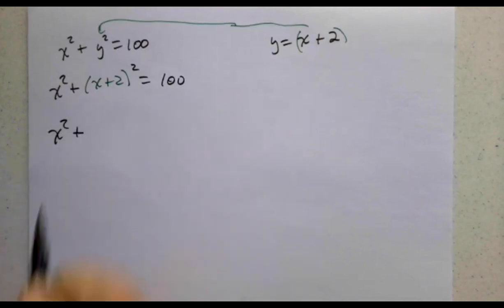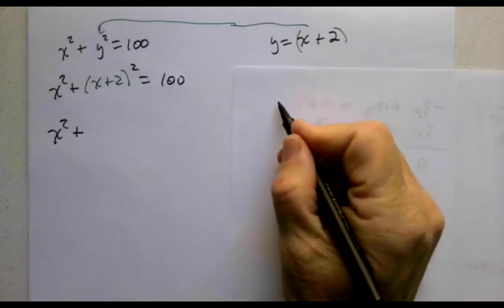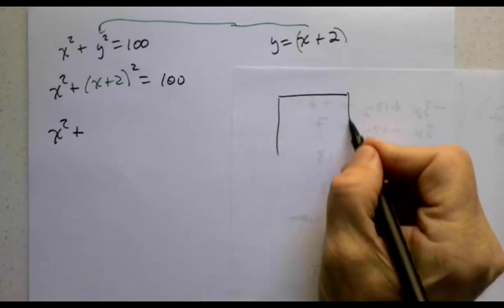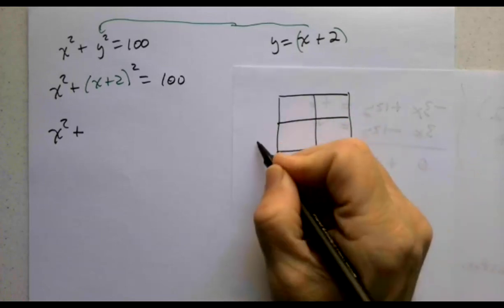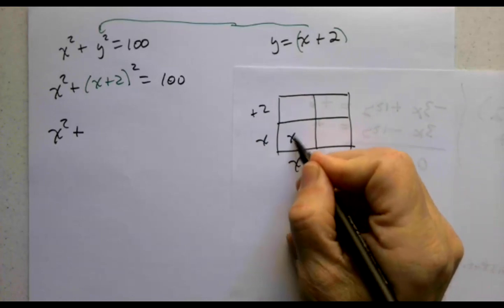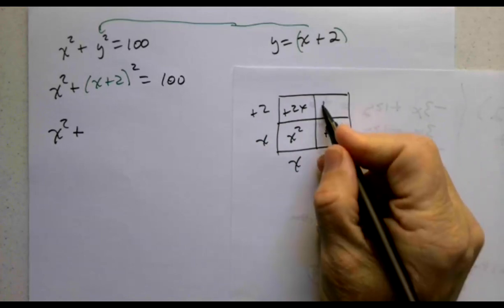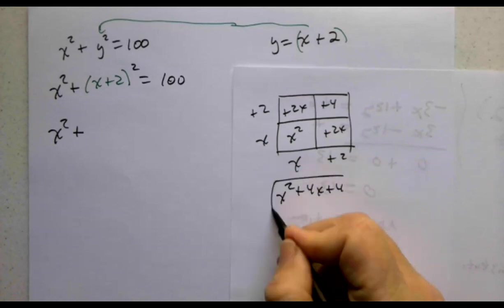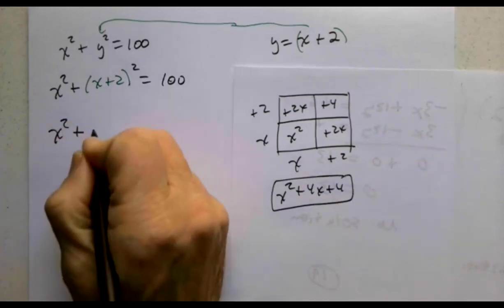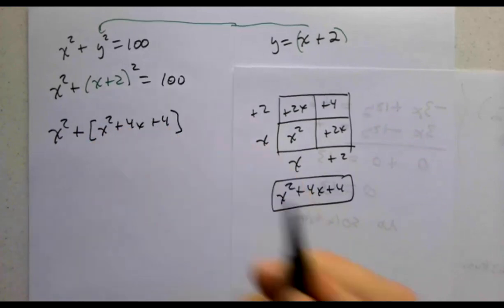So we get x squared plus, what is x plus 2 squared? Well, x plus 2 squared is x plus 2 times x plus 2. x times x is x squared. x times plus 2 is plus 2x. Then plus 2x, and 2 times plus 2 is plus 4. And I get x squared plus 4x plus 4 is x plus 2 squared, equals 100.